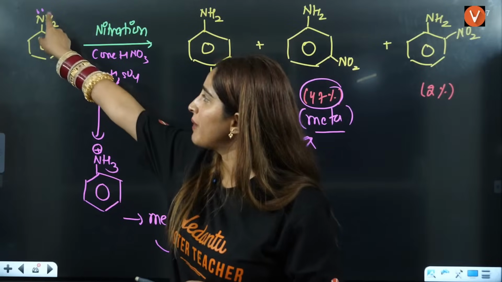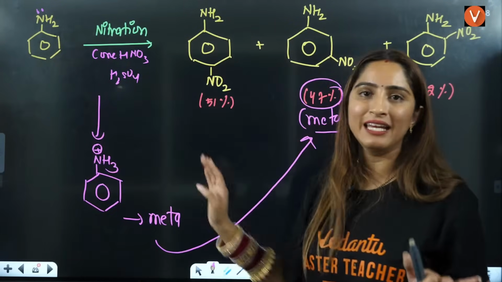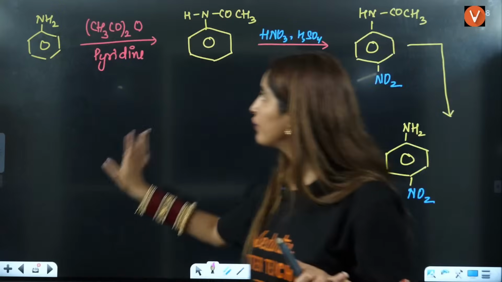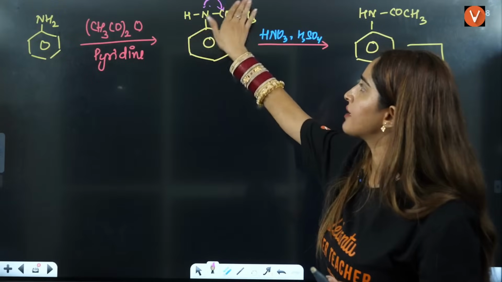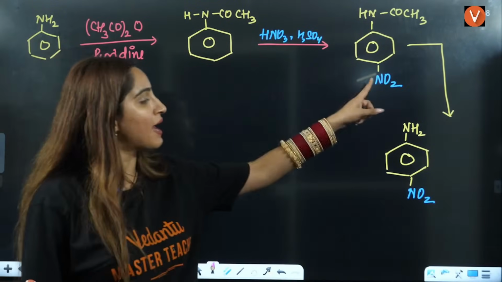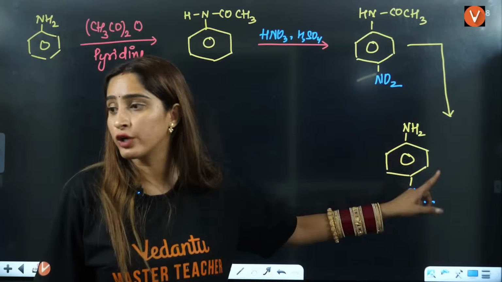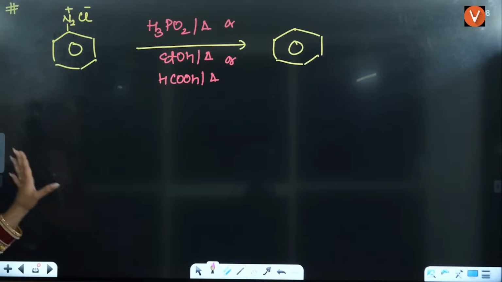Now we have to make this lone pair busy somewhere so that we don't get anilinium ion here. That is why we again do acetylation. Now this lone pair is busy in the resonance. That is why here you will get only the para-substituted nitro product. Again, a very important point.